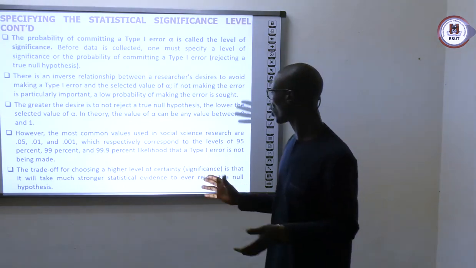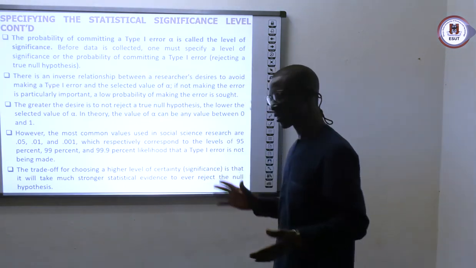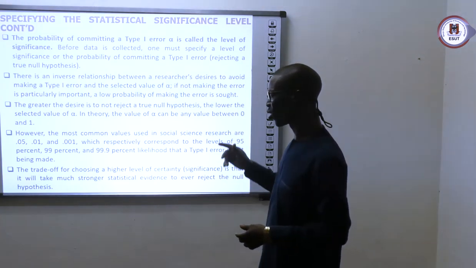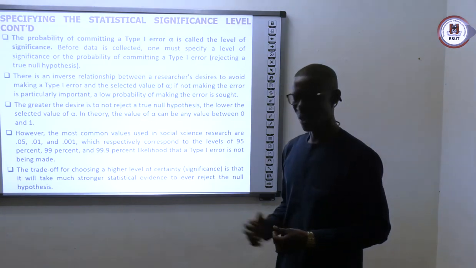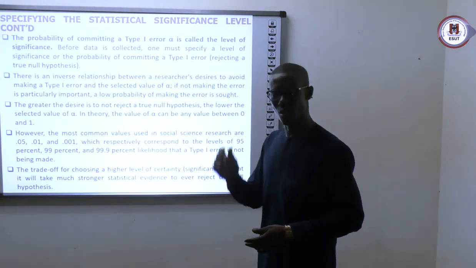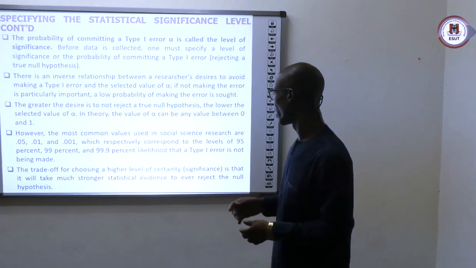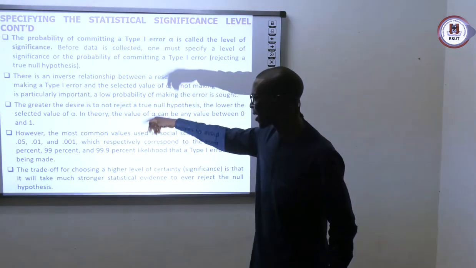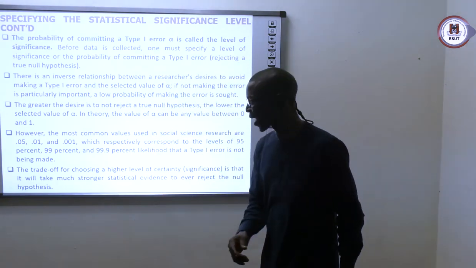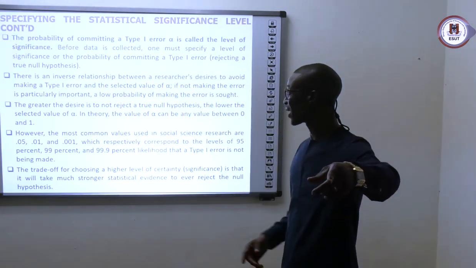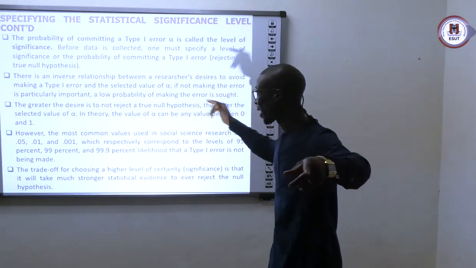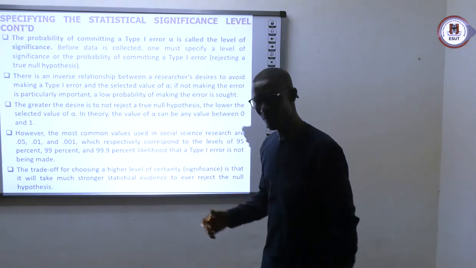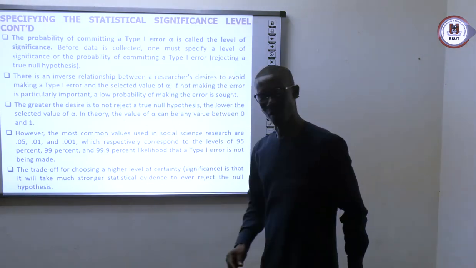So conventionally, we have three significance levels we normally dwell on. That is the 0.05 significance level, 0.01 significance level, and 0.001 significance level. Here, the 0.05 significance level is a sign that you are 95% confident that the decision you are making, that is the decision in rejecting or accepting your hypothesis, is 95% right, giving only 5% to error.